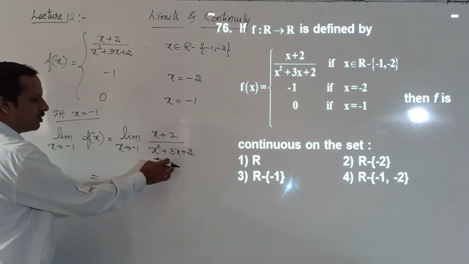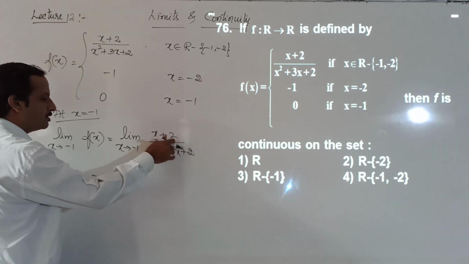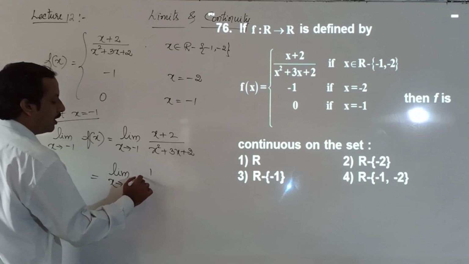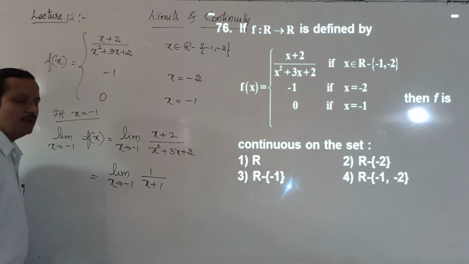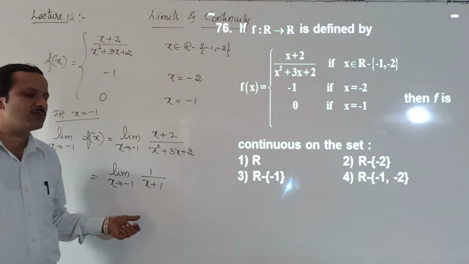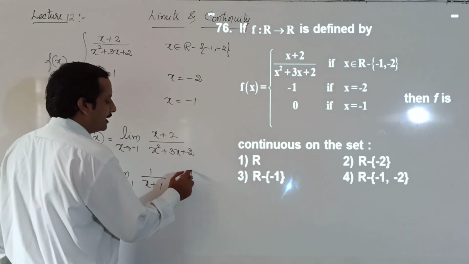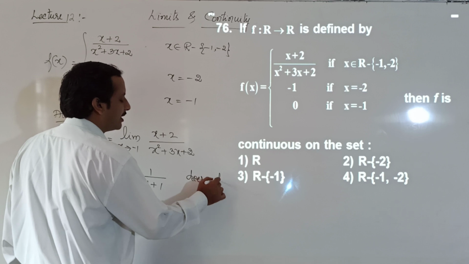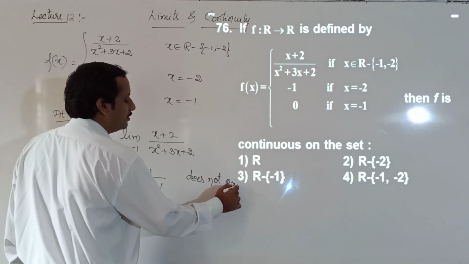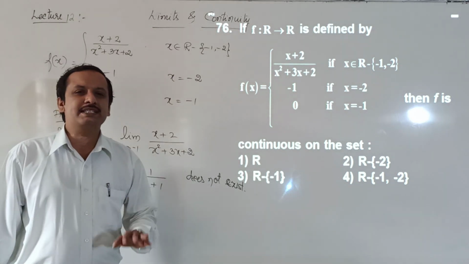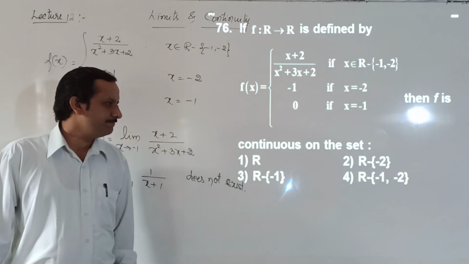Now I'll factorize this. On factorization, this will give you x plus 1 and x plus 2. x plus 2 gets cancelled. So you have limit x tends to -1, 1 by x plus 1. This limit does not exist. So limit does not exist means, can it be continuous at that point? Answer is no. So it is clear that the function is discontinuous at -1.